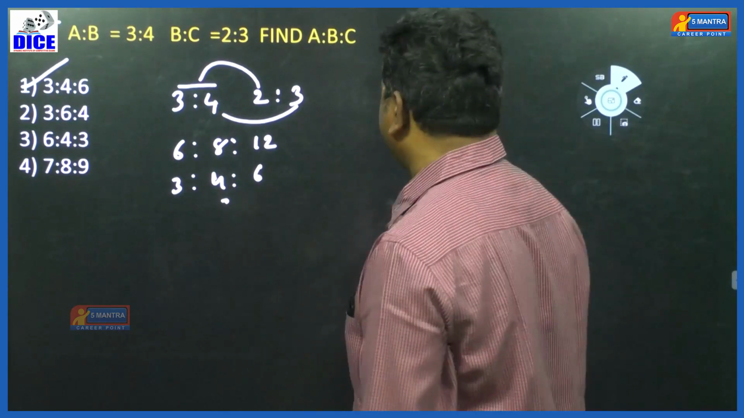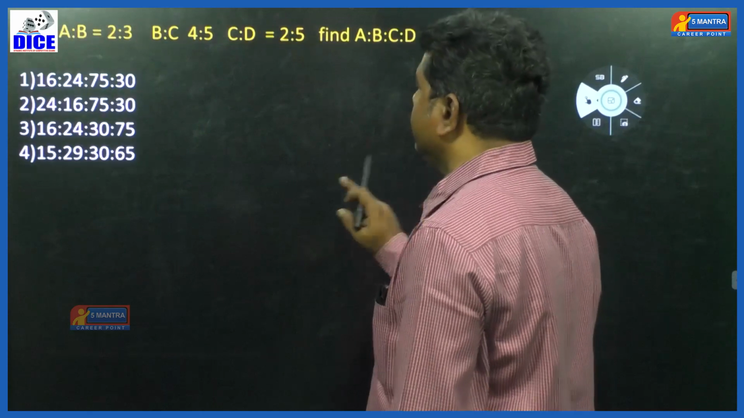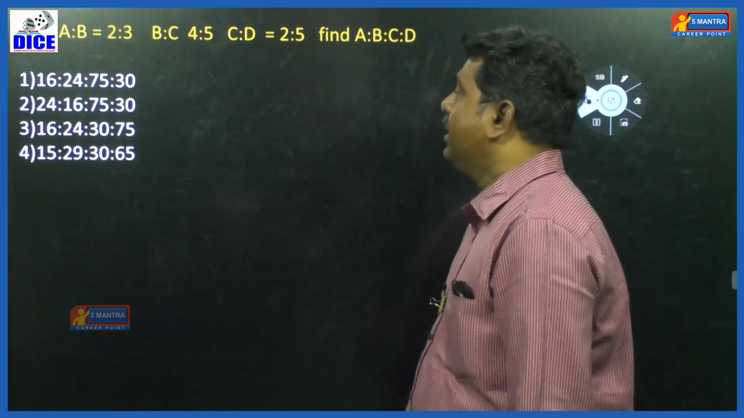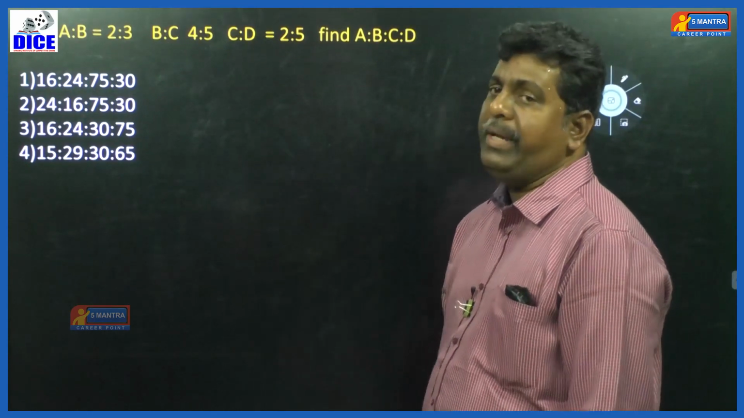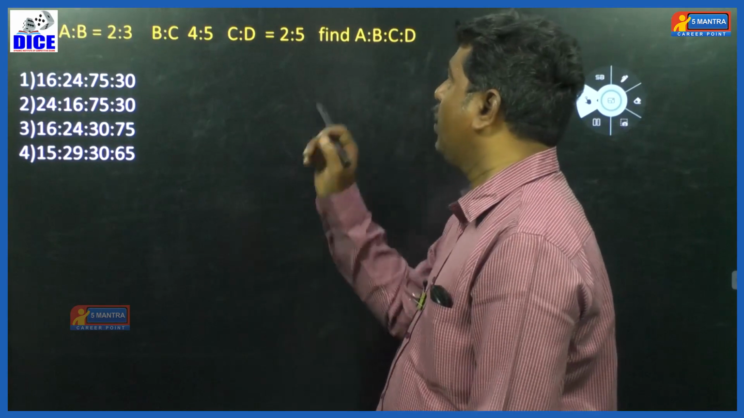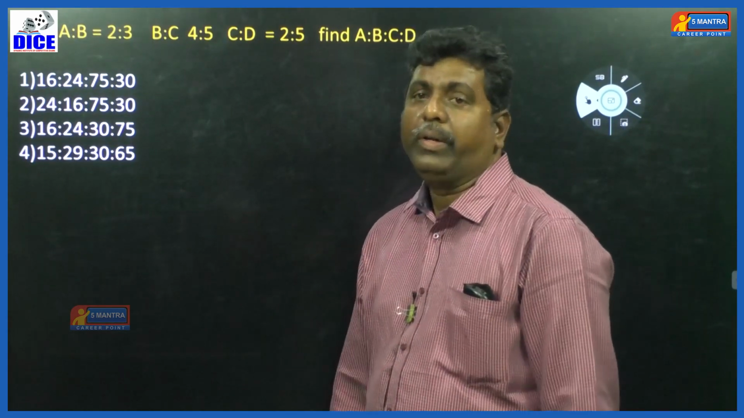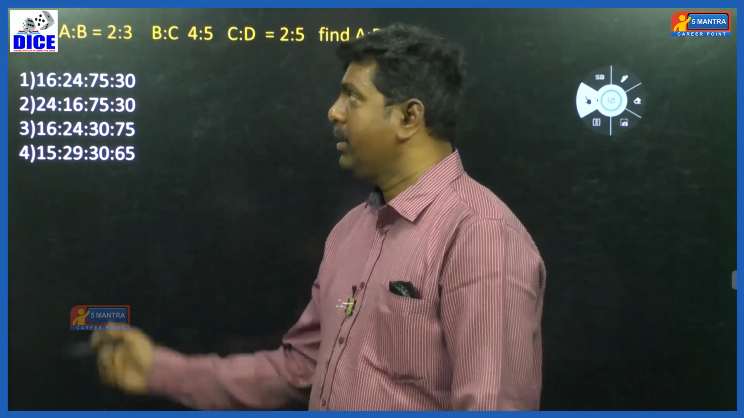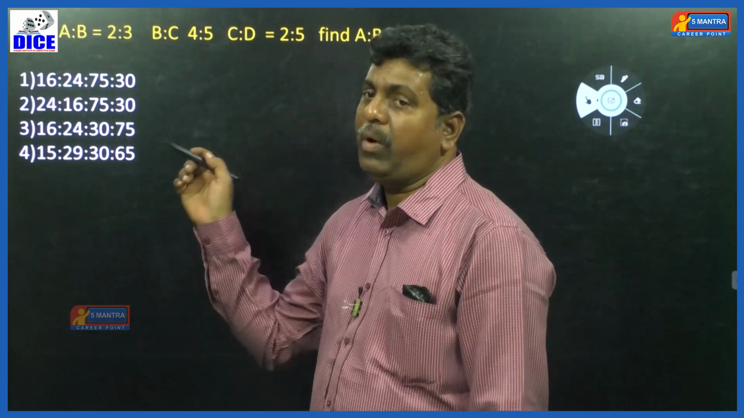Now we can see next problem. Now we can see there are 3 ratios. We have to find out A, B, C, D. A is to B is equal to 2 is to 3. B is to C is equal to 4 is to 5. C is to D is equal to 2 is to 5. Find A is to B is to C is to D. How to find out A is to B is to C is to D? So same process. First of all, you can take these 2 ratios and find out A, B, C. How to find A, B, C?